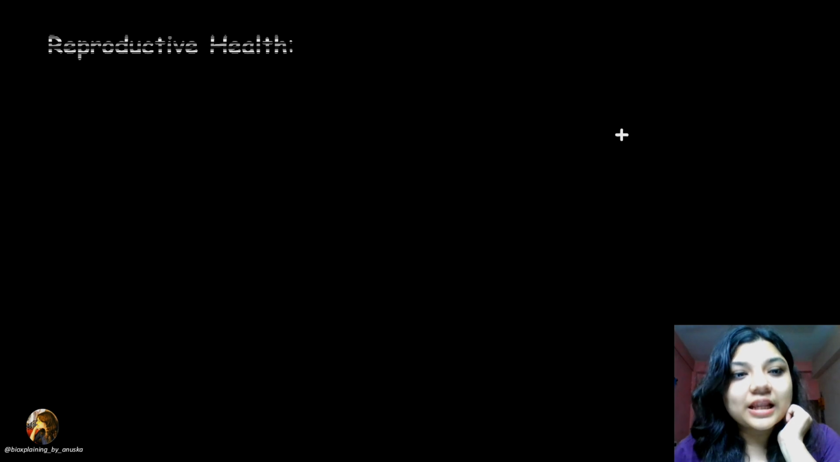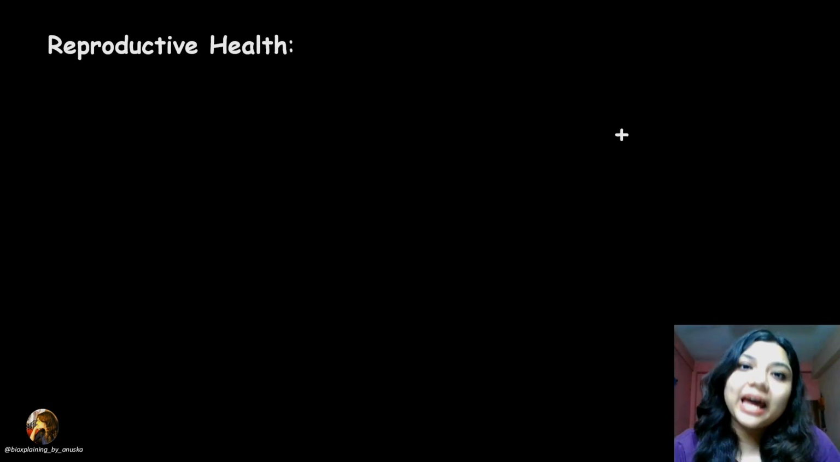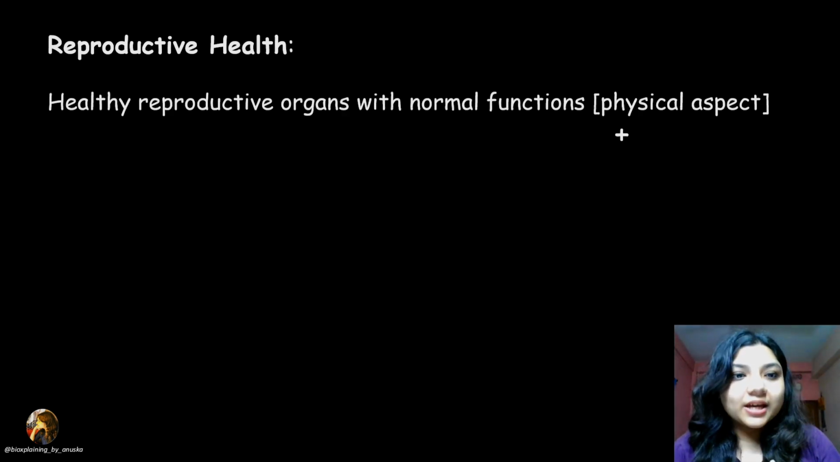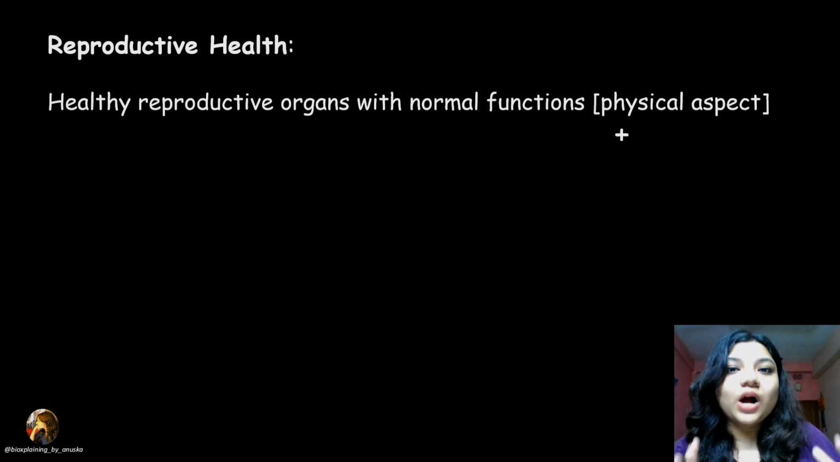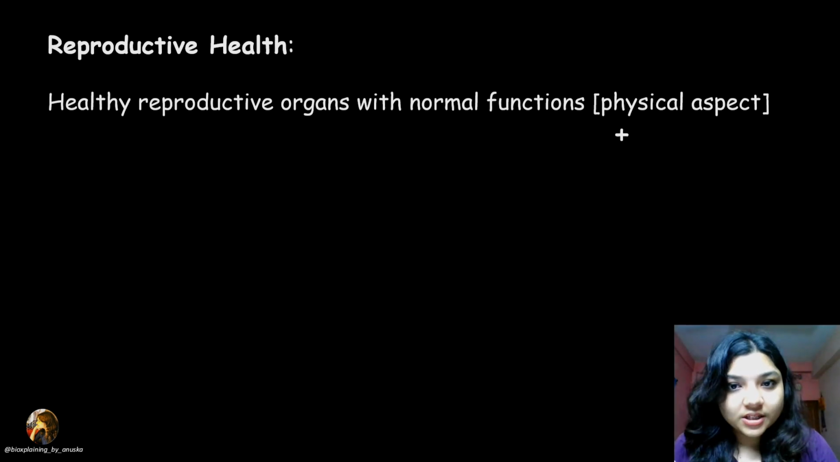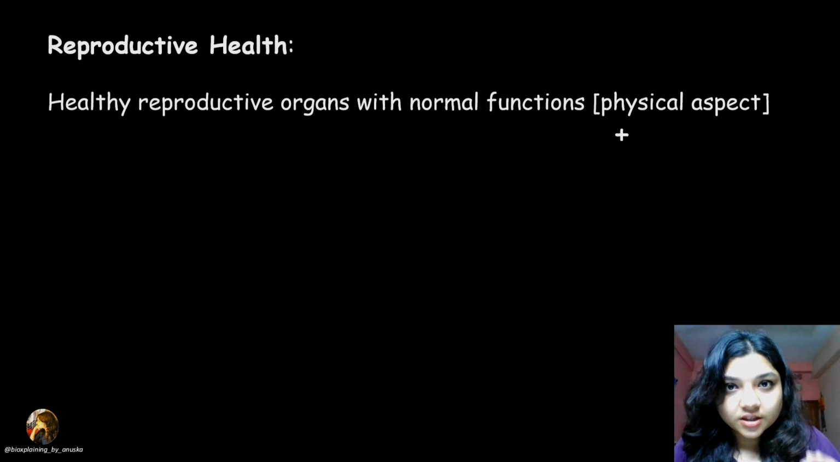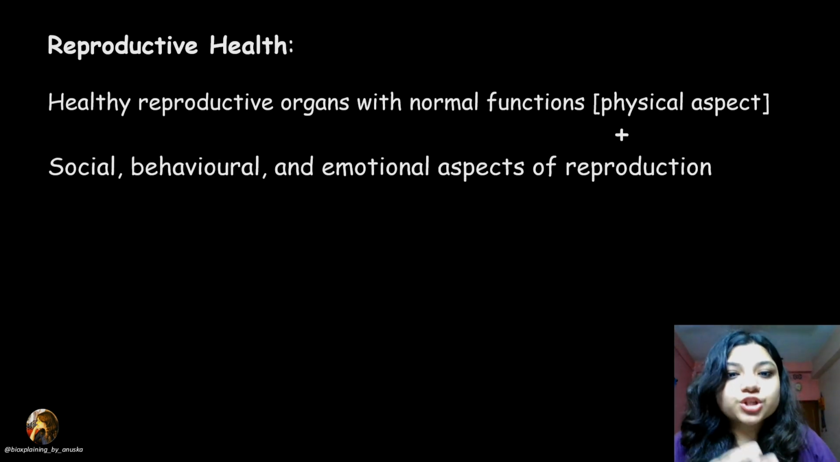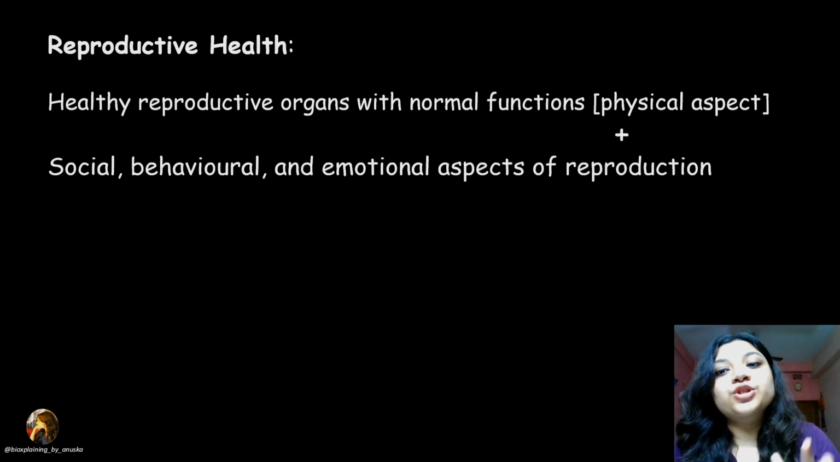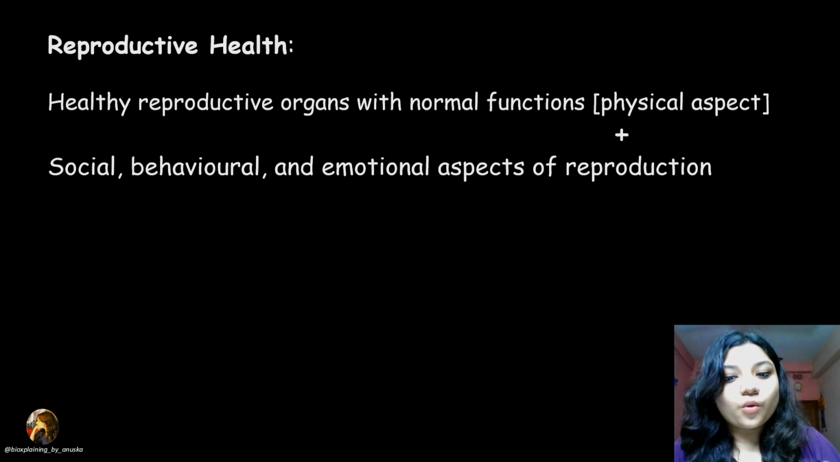Well, so the first thing that we should know is what is reproductive health. A person who has healthy reproductive organs with normal functions, that is the physical aspect, plus the social, behavioral and emotional aspects of reproduction are all included under reproductive health. Right? So what are we saying?